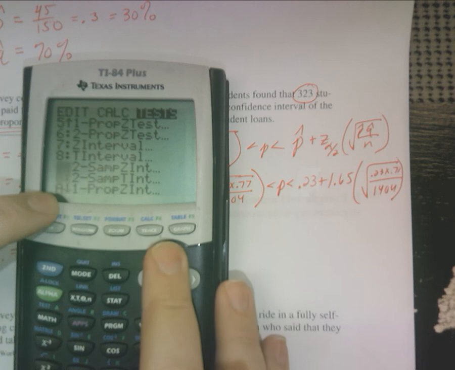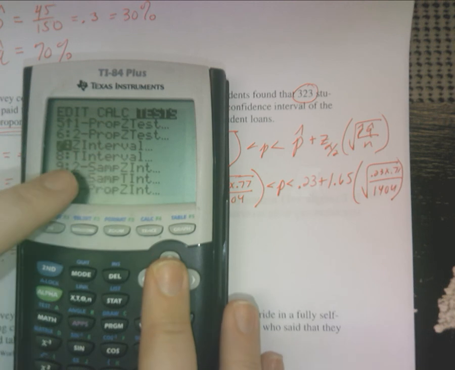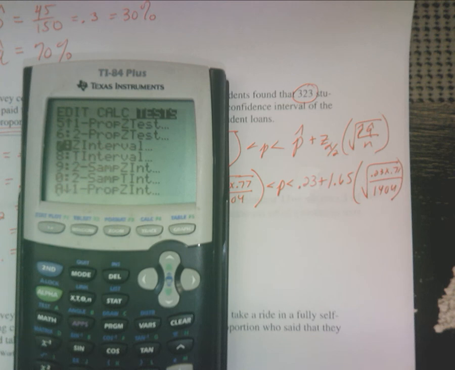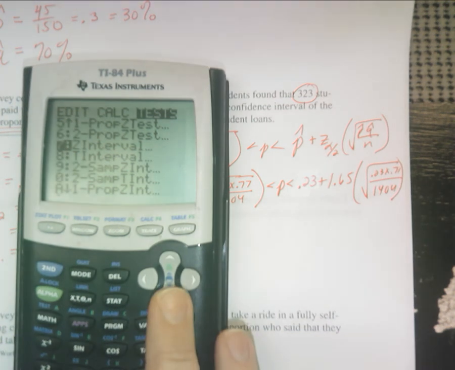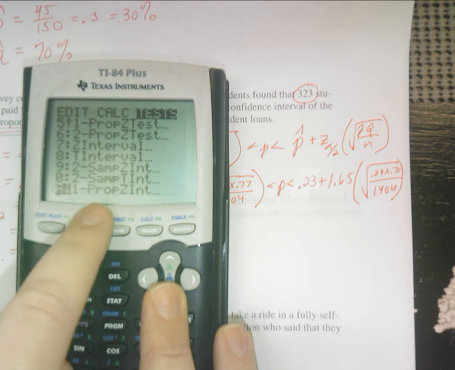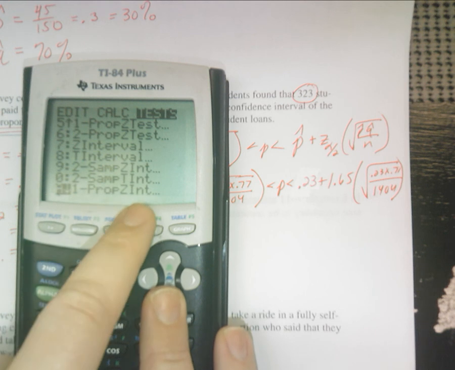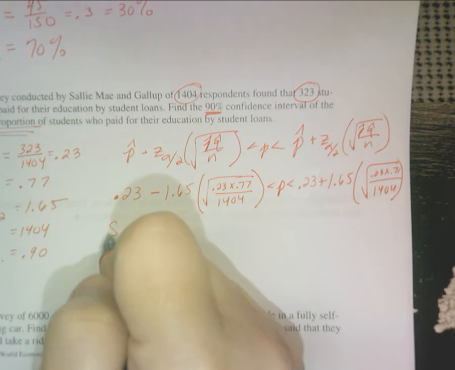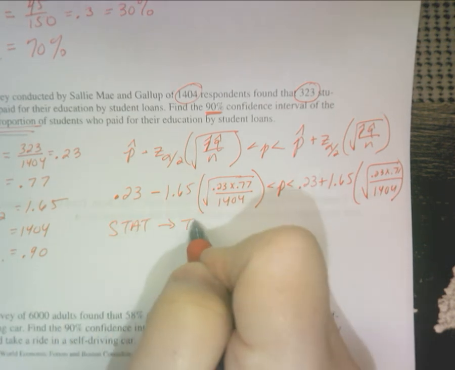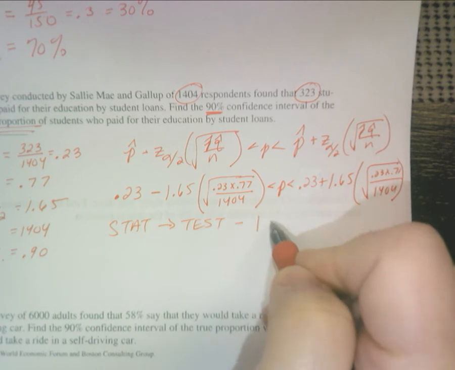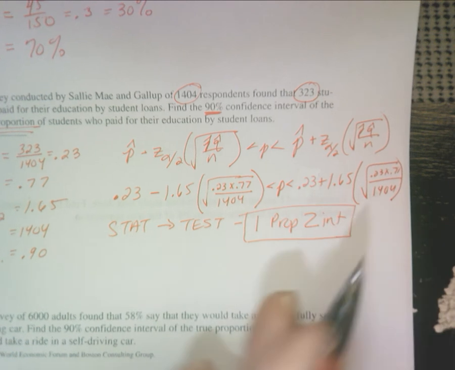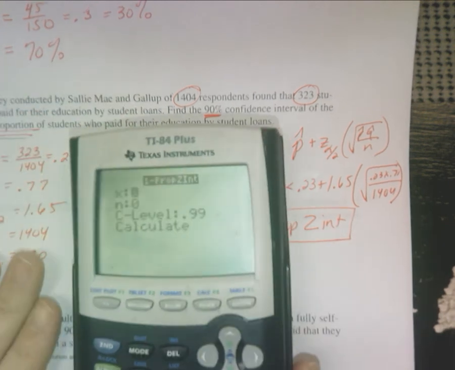Wait, what? Right? We've done Z interval. I think we've done T interval, agreed. Now we're doing a proportion or a prop interval. Do you see one prop Z int? Yes. That is your friend. So stat, test, it's called one prop Z interval. That's the phrase. Hit enter and let's see what it's going to ask us for.